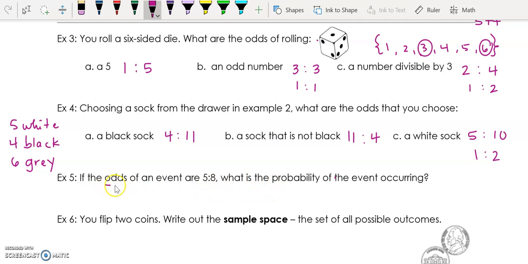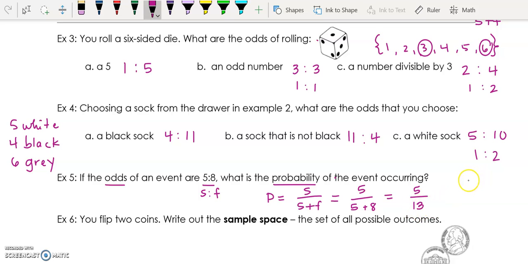If the odds of an event are 5 to 8, what is the probability of the event occurring? So we're given the odds. The odds are 5 to 8. And remember that odds is success to failure. And we want to find the probability. So the probability is going to be success over the total possible outcomes, both successful and failing. So in this case, the success is 5. The ways that you could succeed is 5, and the total possible outcomes is the success plus the failure, which is 5 plus 8. So the probability of the event occurring would be 5 out of 13.